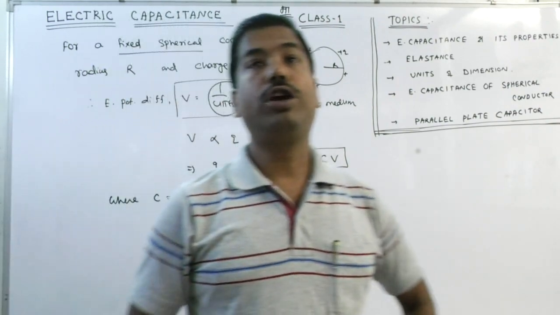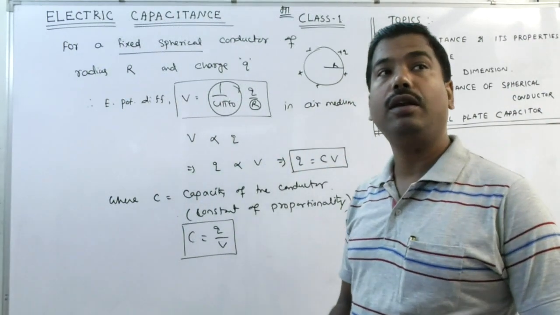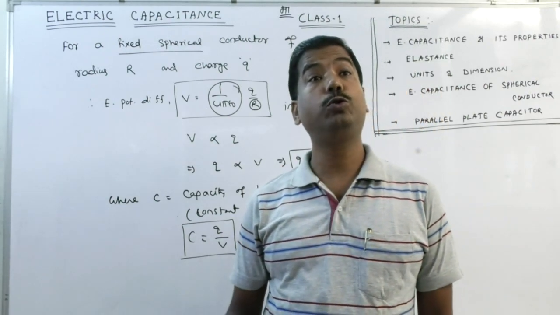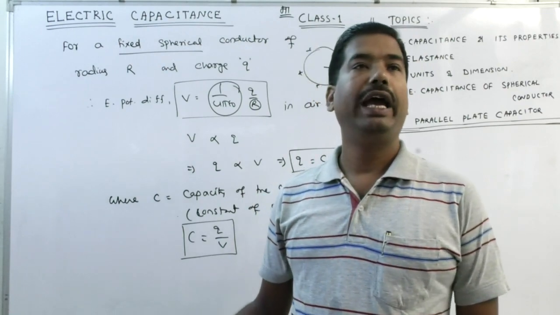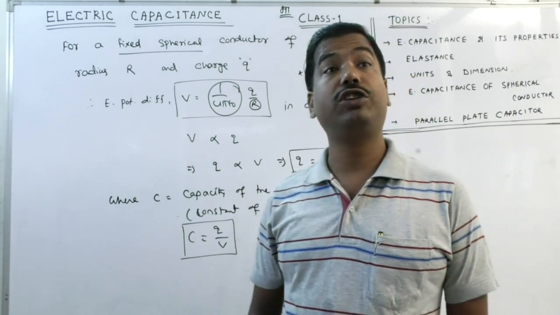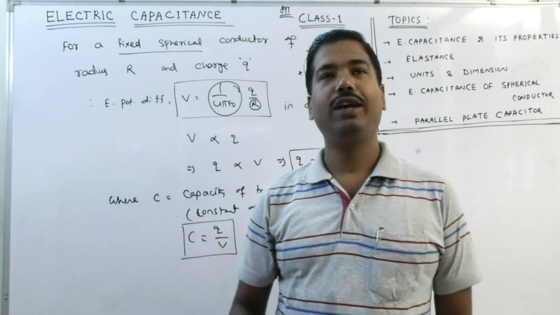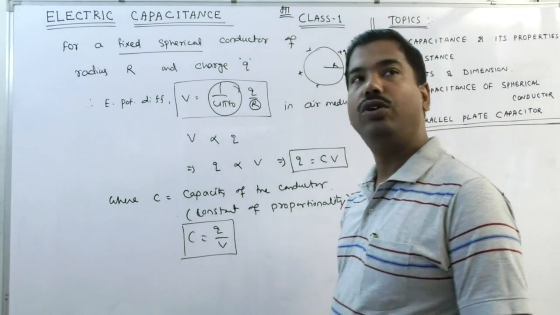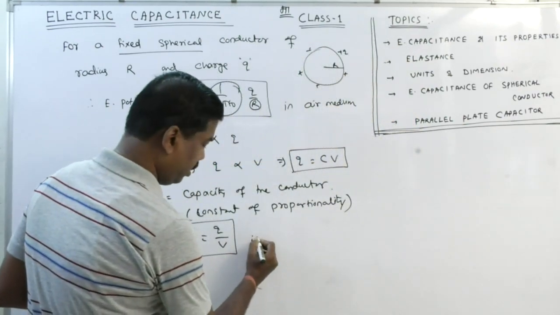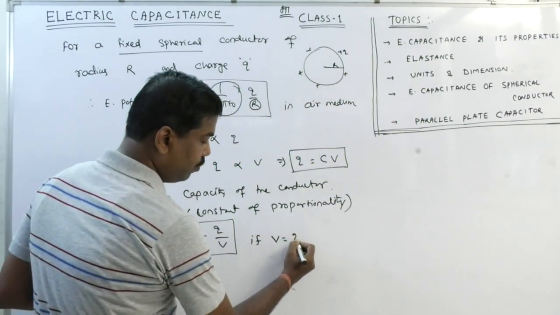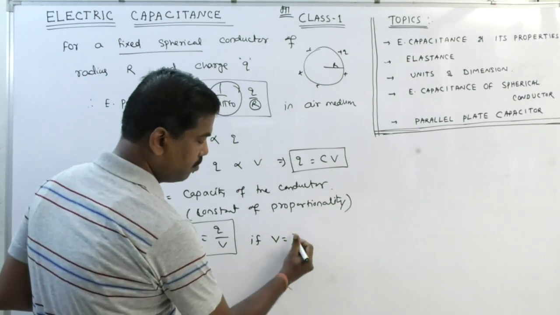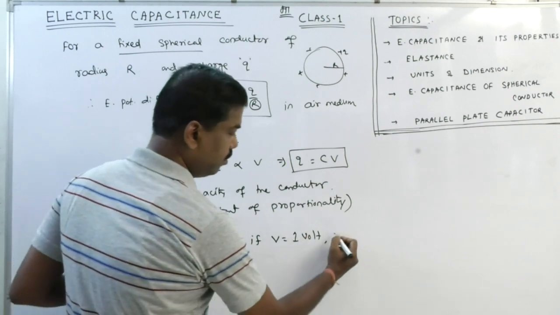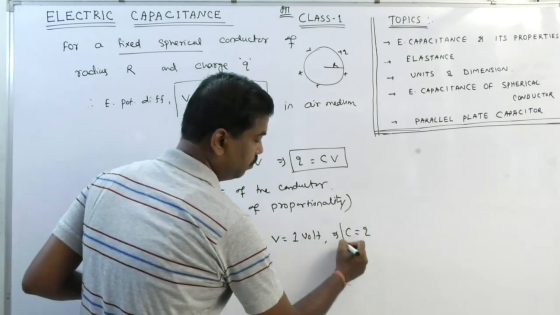How can you define the capacity of a capacitor or a conductor? The capacity of a conductor is numerically equal to the amount of charge flowing across it when the potential difference across the conductor is 1 volt. It means that if V is equal to 1 volt, C is equal to Q.